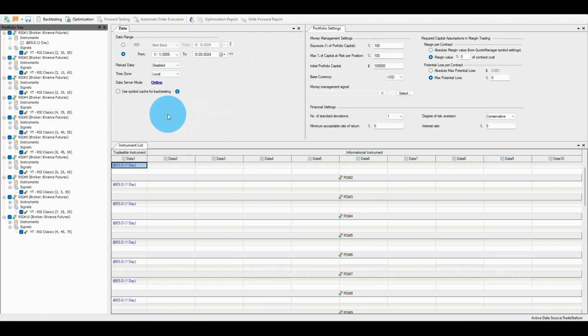Not only that, I can get a different equity curve from choosing a different RSI period and entry exit level. That will help me when I construct a portfolio. So here I have a portfolio of 10 strategies. All the strategies are applied to the S&P 500 since 2006 all the way to May 2024. And I applied different strategies.